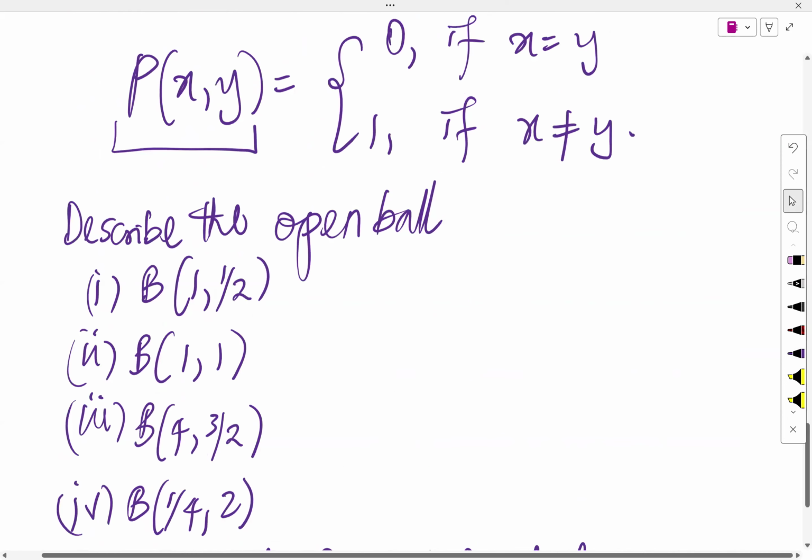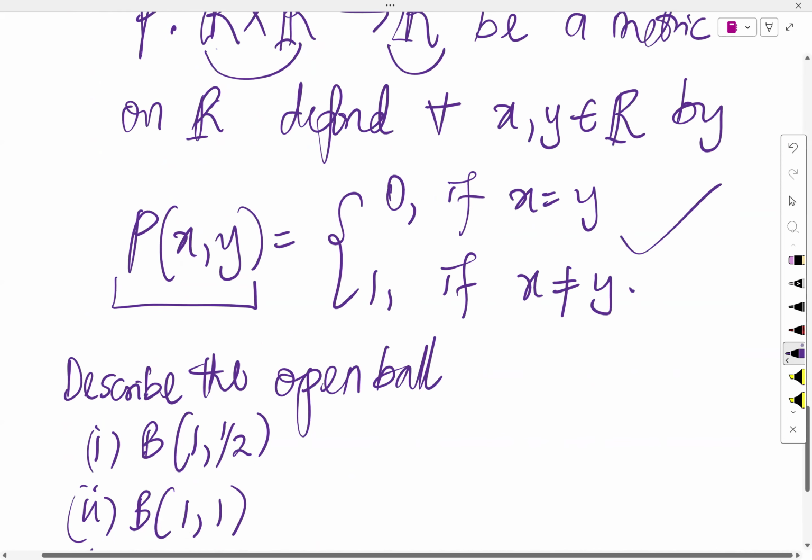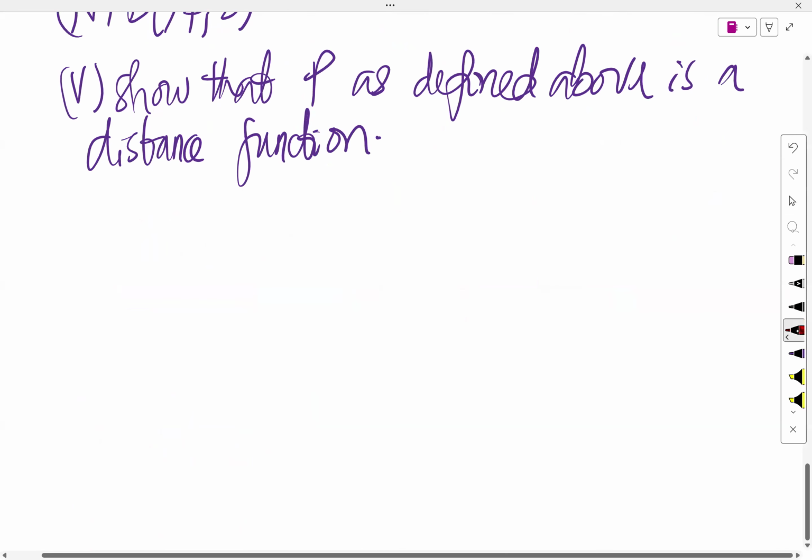So we want to describe these open balls based on this definition, right? So it means that, generally speaking, first of all, we need to be able to define what a ball is. Okay. So to take care of that, let's start by defining in general terms what a ball is, an open ball for that matter.